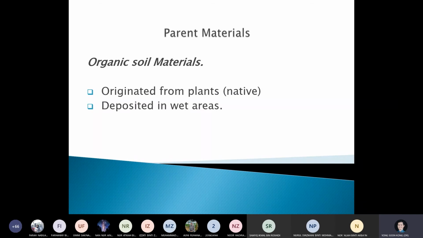Just one more piece of information. Not only are these organic soil materials deposited in wet areas, they are also deposited in cold areas. Regions such as Cameron Highlands, as you have planned for your assignment, are expected to have high organic matter because they have high rainfall, a lot of moisture in their soil, and they're also cool. So that encourages the accumulation of organic materials in the soil.